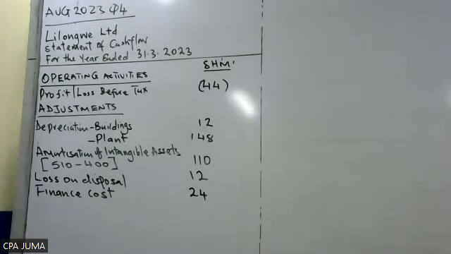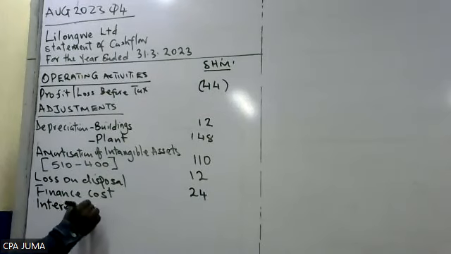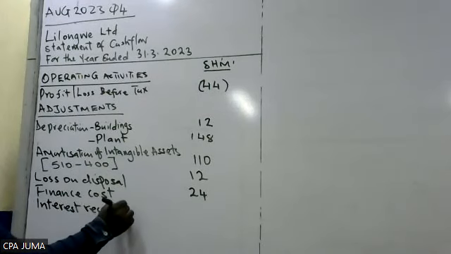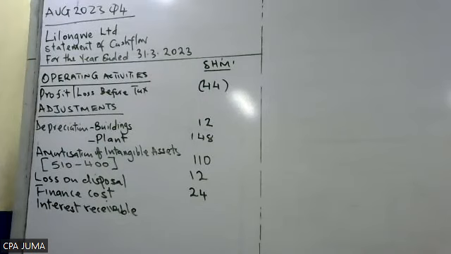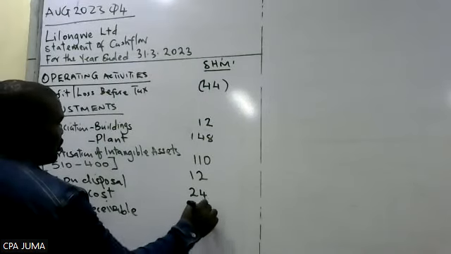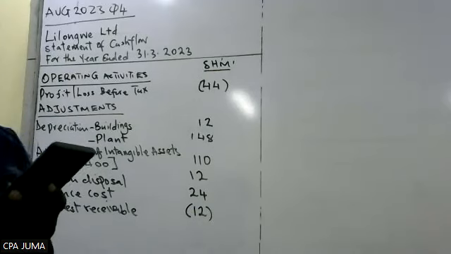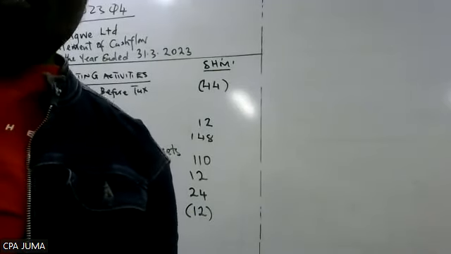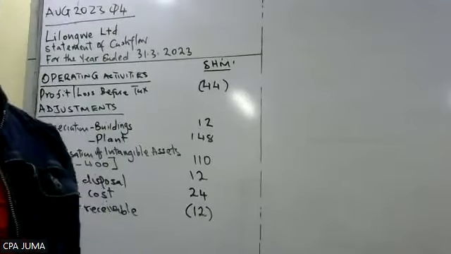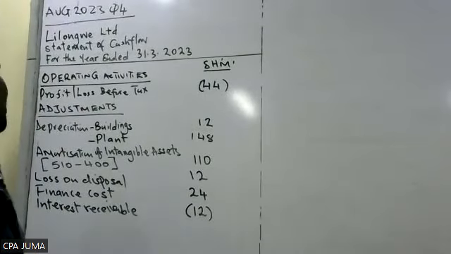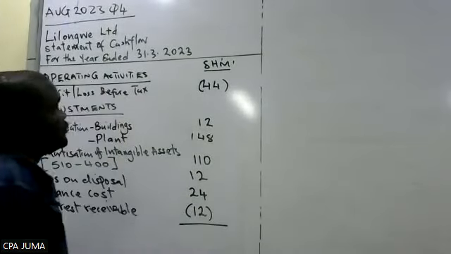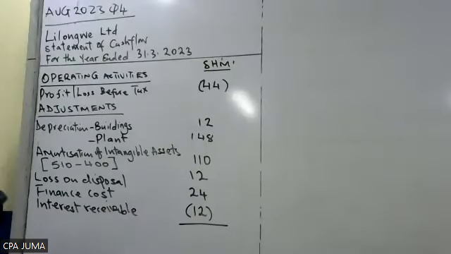Then there is interest receivable. Interest receivable is not an operating income. So they are given as 12. That one you subtract because they are added, but it's not an operating income. We are done with adjustments. That is how we do the adjustments. So can you tell me the figure? Tell me that figure.